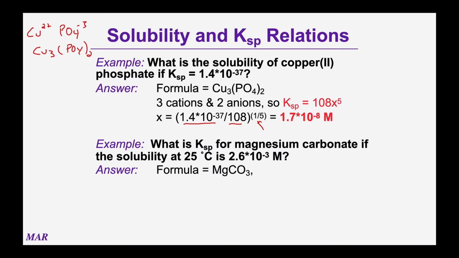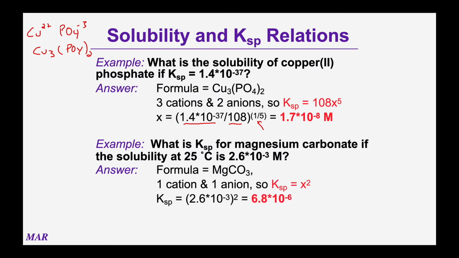Here's another problem. What is the Ksp for magnesium carbonate if the solubility is 2.6 times 10 to the minus 3? Now, magnesium is a positive 2 alkaline earth metal, and carbonate is a polyatomic ion, CO3 2 minus. This is a 1-to-1 ratio, 1 magnesium for every 1 carbonate. So this solubility is going to be related to Ksp by Ksp equals x squared, because we only have 1 cation and 1 anion. So solubility squared in this case is going to give you Ksp. If you take that 2.6 times 10 to the minus 3 and square it, that's going to give you Ksp, 6.8 times 10 to the minus 6.